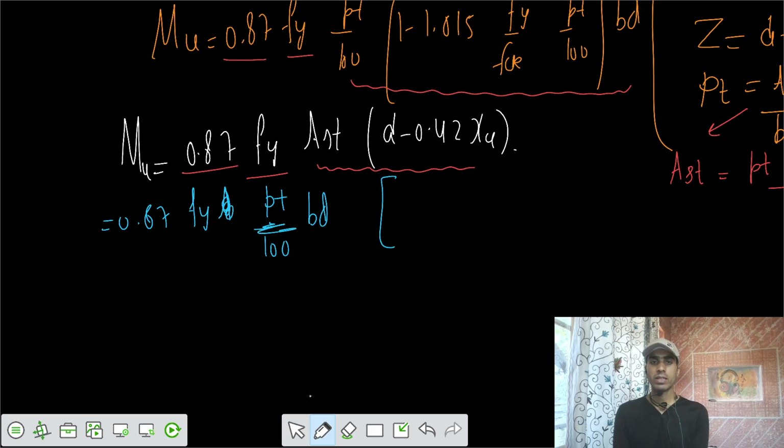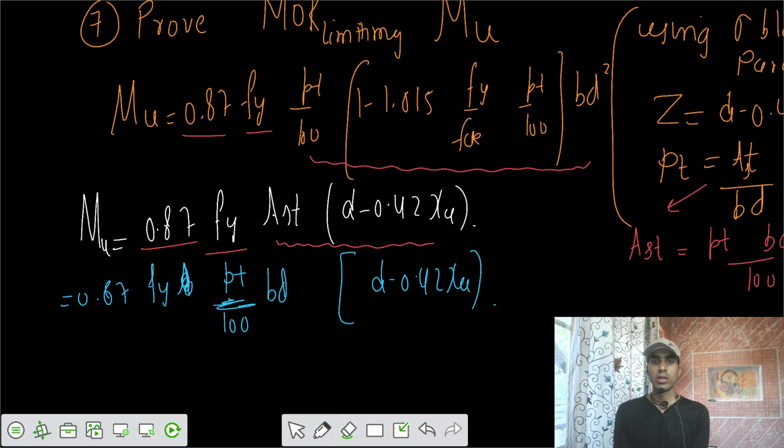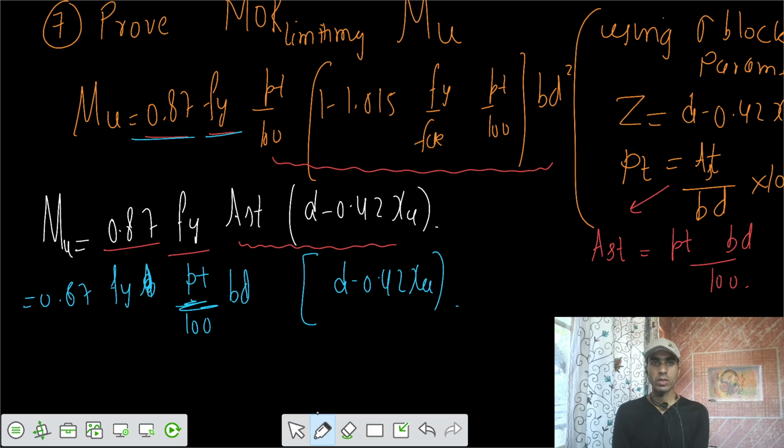Then we are left with d minus 0.42 xu. Now this part is over, and from this one we have bd square. So bd is over, and we have one more d also. So we have to convert this part, in terms of d, into this one. That means this d should be kept outside from this equation.